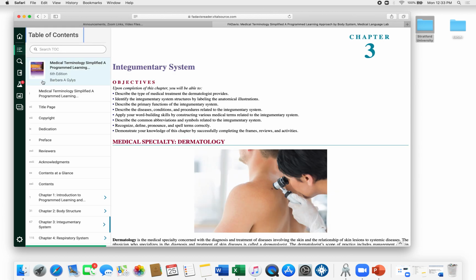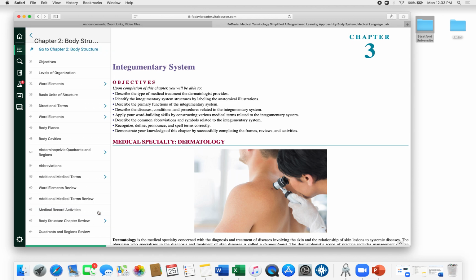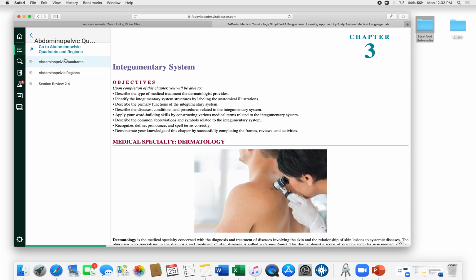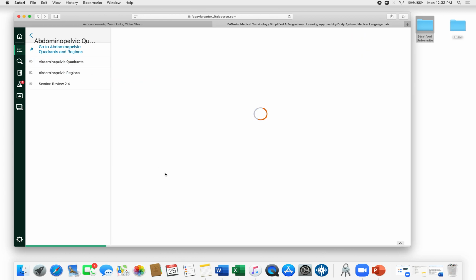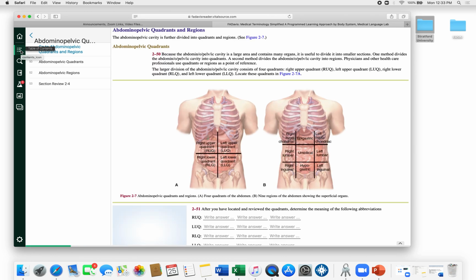That's weird. We were looking at body structures. Well, looking at body structures, body cavities. Here you go. We go right to the quadrants. It's a really neat way to go find what you're looking for. So let's go back to this.